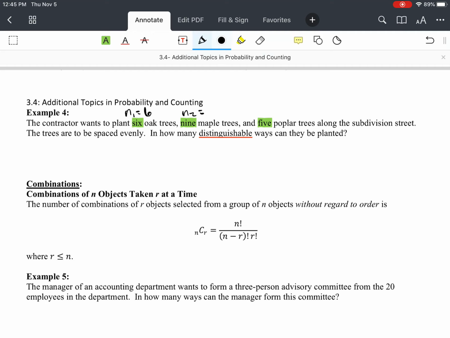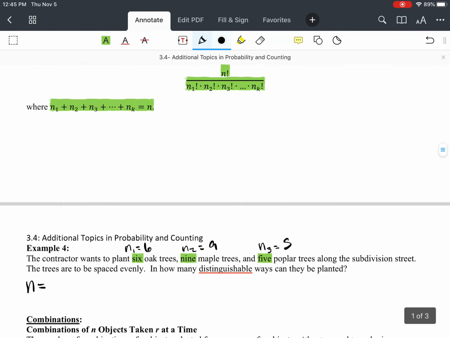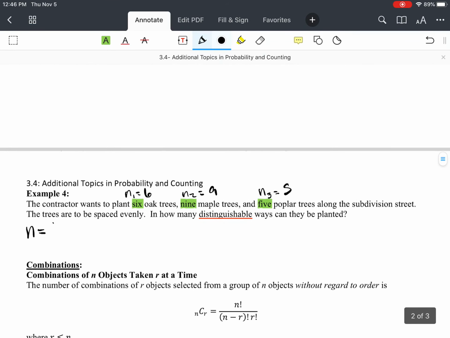We're going to pull parts out of this. So n1 would be 6, n2 would be 9, n3 would be 5. That means n is equal to, remember, the sum of each part. So n would be 6 plus 9 plus 5, which gives us a total of 20 trees that we can plant.